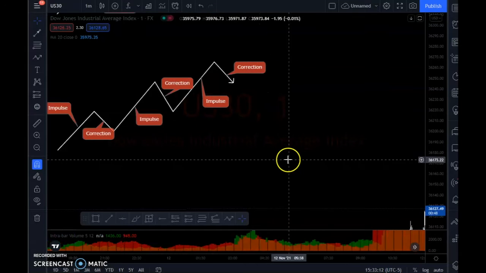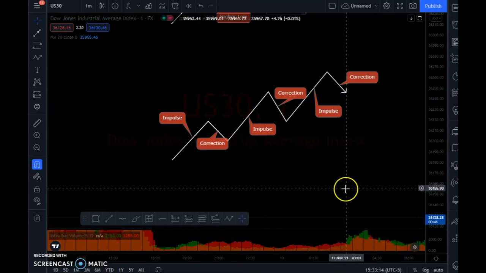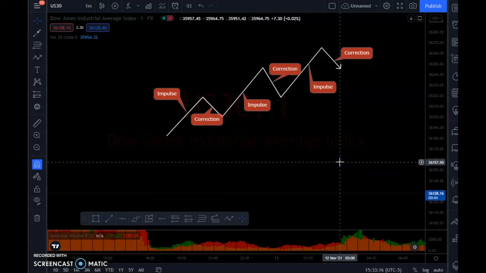All right, I got a little example of market structure on the screen right now, so let's just get right into this. I like to get right to the point. When you're looking at market structure, this is the perfect way to identify trends.